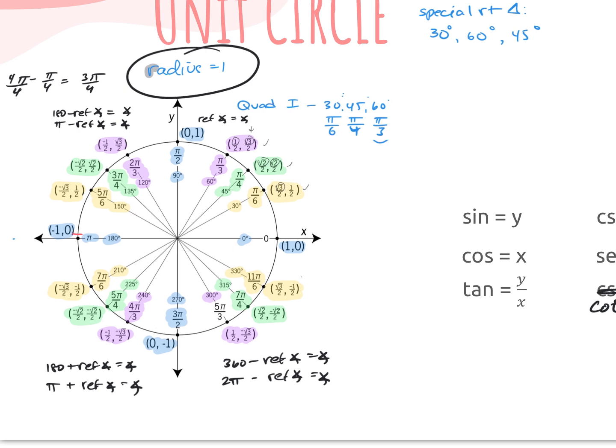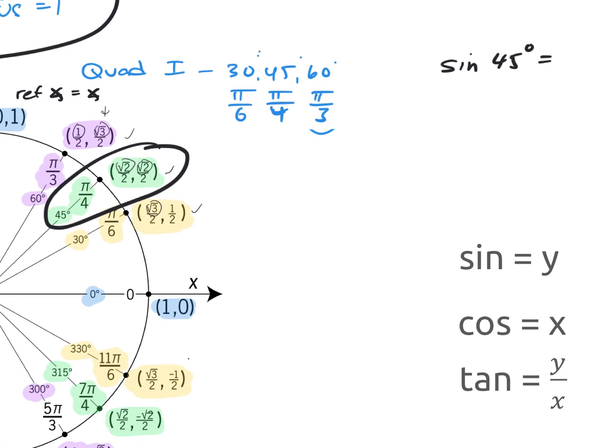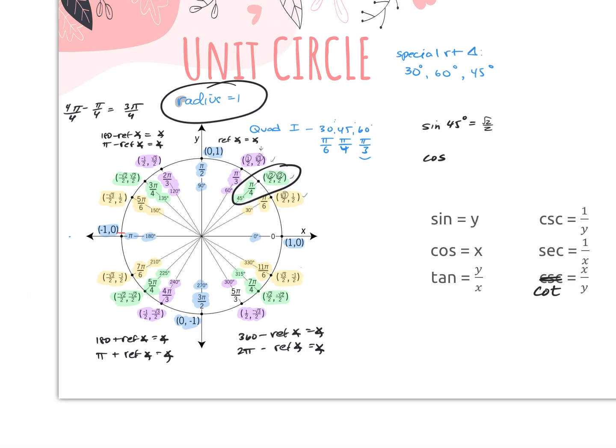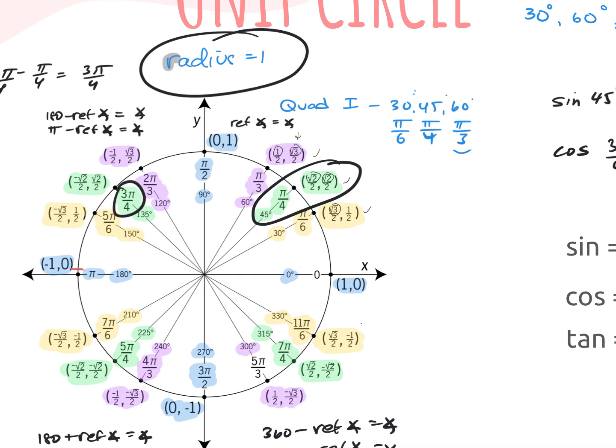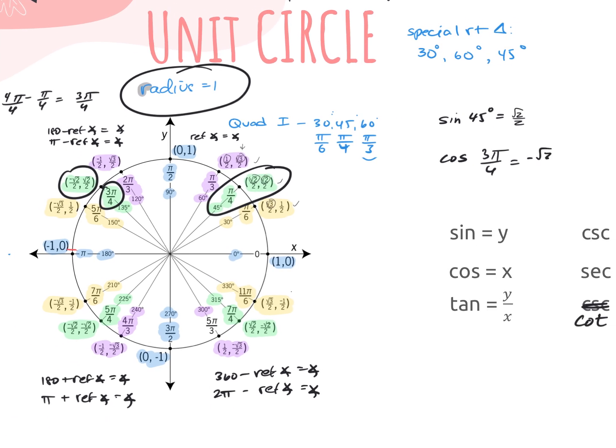But if I came here and I asked you for the sine of 45 degrees, you're going to come right here, and it's going to be the y value of that ordered pair, which is radical 2 over 2. That's it, okay? If I ask you for the cosine of, let's say, 3 pi over 4, you're going to identify 3 pi over 4 here, and you're going to tell me the x value because the cosine is the x value, so negative square root of 2 over 2.